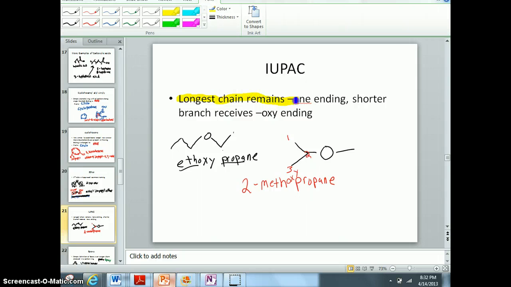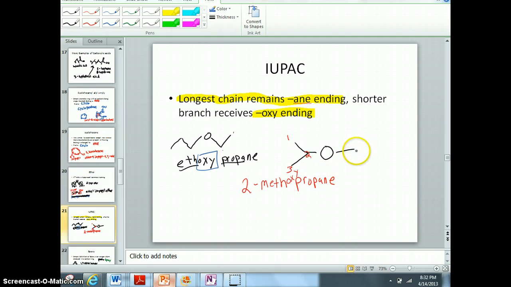And before I go on too far, I want to take here and highlight this. The longest chain keeps the ane ending, and the shorter branch receives the oxy ending. So when we take a look here, our shorter end would be our 1, 2, so that's our ethane, which is replaced with an oxy ending. And our longest chain, which is 1, 2, 3, keeps the propane ending. So the oxy is really the main difference when we're looking at the IUPAC naming for ethers.